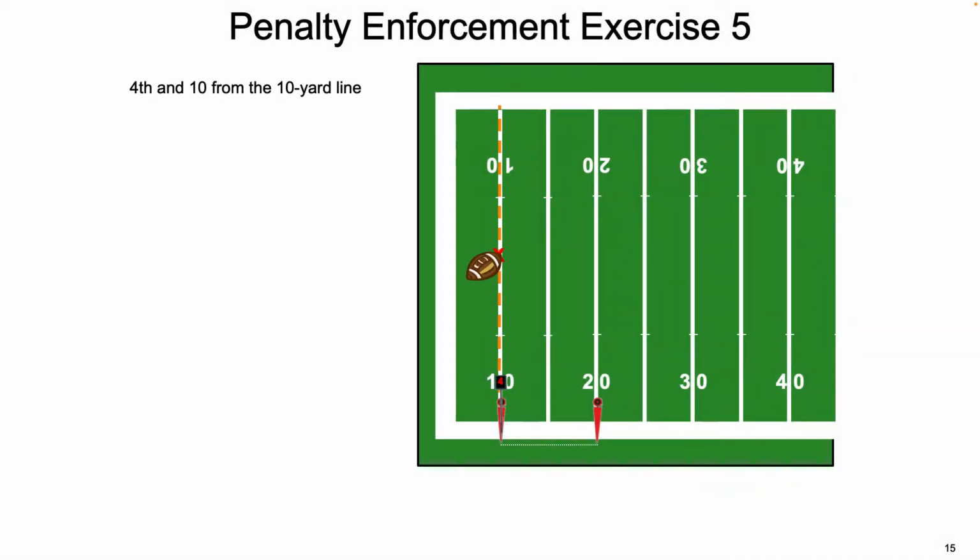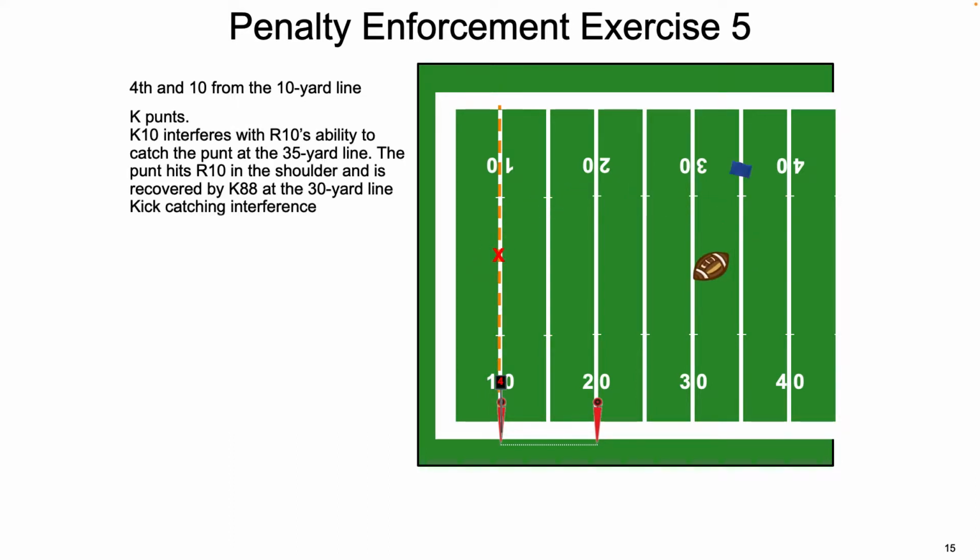Play number 5, 4th and 10 from the 10-yard line. Again, K punts. K10 interferes with R's ability to catch the punt at the 35-yard line. The punt hits R10 in the shoulder and is recovered by K88 at the 30-yard line. So we definitely have a kick-catching interference foul, right? K ended up recovering the ball, but because R was interfered with, most likely that's the reason why.